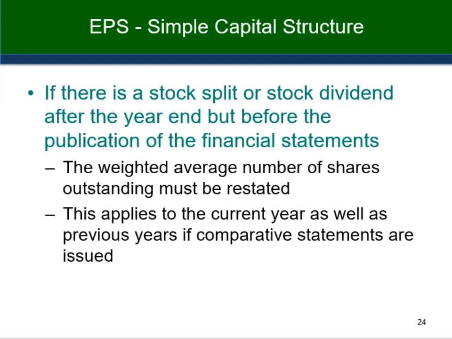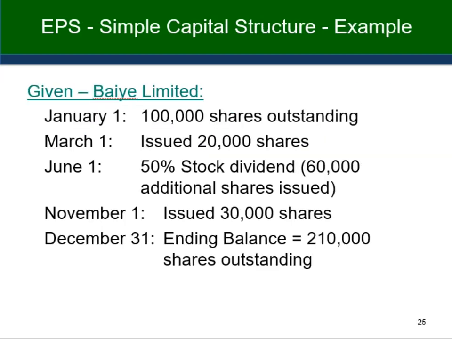And as we discussed before, if there's a stock split or stock dividend after the year end but before publication, we would restate the earnings per share because it affects the weighted average number of shares outstanding at the time when the financial statements are being read. So it applies to the current year and all previous years if we issue comparative statements. And of course, we usually do see those as part of annual reports.